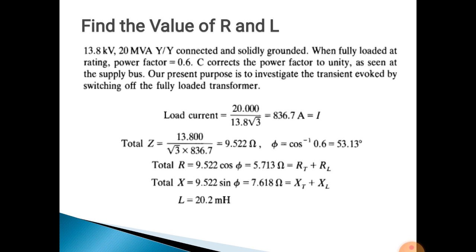And next find the value of resistance. Total resistance R is equal to Z into cos phi. And next find the value of reactance X is equal to Z into sin phi. And next we have to find the value of total inductance L. Already XL is equal to 2 pi FL, so L is equal to XL divided by 2 pi F. Substitute the values in this equation. Finally we get L equal to 20.2 millihenry.